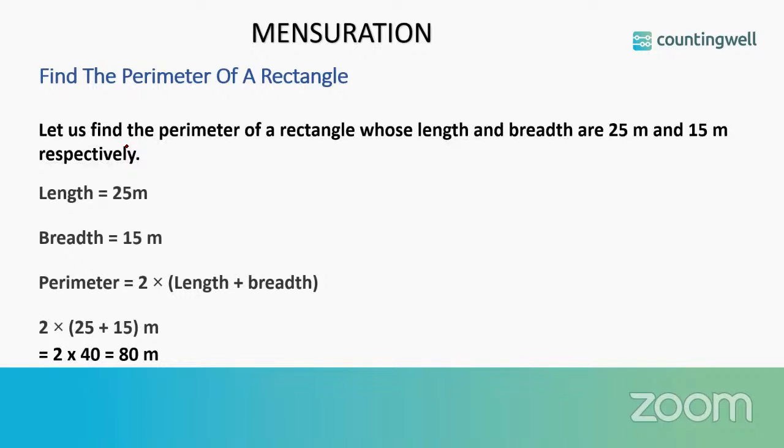Now, let us find the perimeter of a rectangle whose length and breadth are 25 meters and 15 meters respectively. If length is 25 meters and breadth is 15 meters, perimeter is 2 into length plus breadth. So you just have to substitute the values of length and breadth here. So you have 2 times 25 plus 15, which is 2 times 40, which is 80 meters. So in this way, we can find the perimeter of given rectangle when the length and breadth are given.